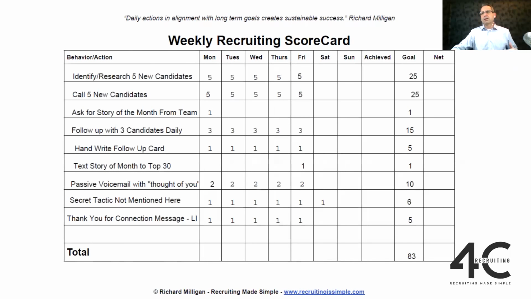Okay? Here's a quick example of some of the things that you can do. I'll leave it here long enough for you to actually take a screenshot of that.